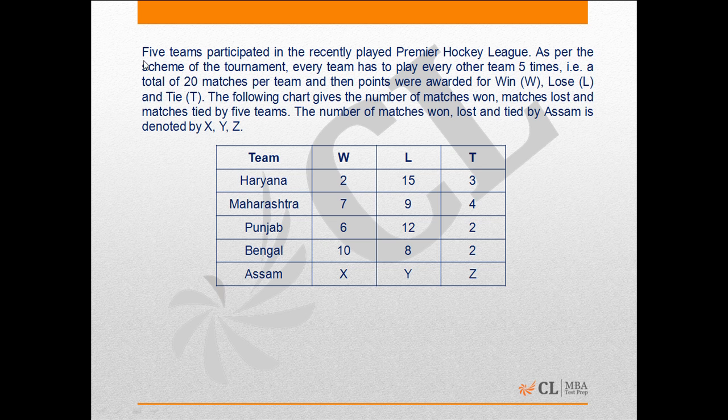So the question says, five teams participated in a recently played Premier Hockey League. As per the scheme of the tournament, every team has to play every other team five times. That is a total of 20 matches per team. And then points were awarded for win, lose, and tie. The following chart gives the number of matches won, matches lost, and matches tied by the five teams. So this is won, this is lost, and this is tied.